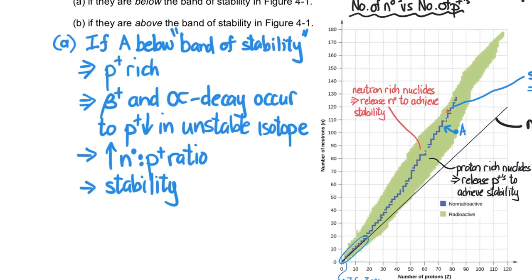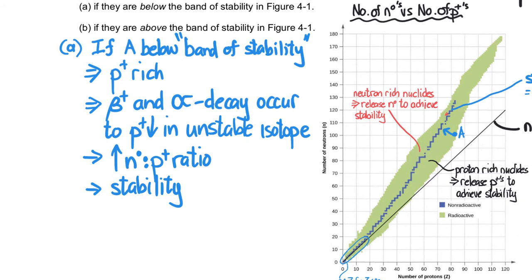So if A is below the band of stability, this implies that it's proton-rich, which implies that beta plus and/or alpha decay occur to decrease the amount of protons in the unstable isotope in order to increase the neutron to proton ratio, which would then lead to a higher stability. So in a test or an exam, when you're asked these descriptive questions, it's always good to use bulleted points like I have done here in order to answer the question.